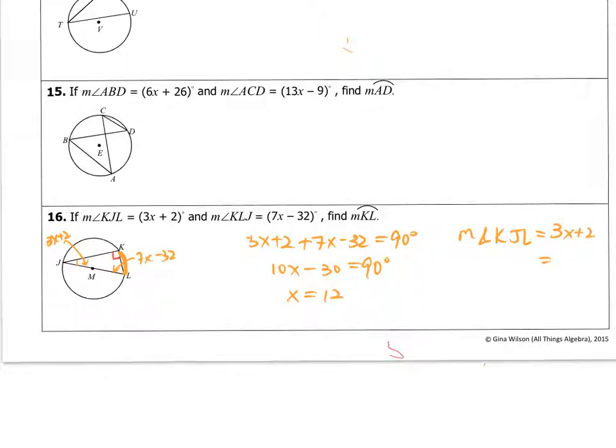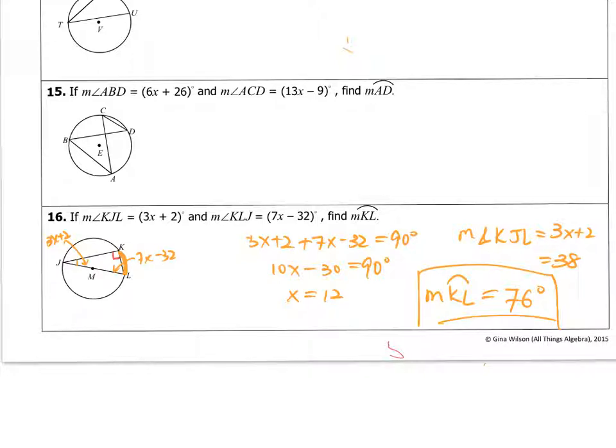3 times 12 plus 2, that gives me 36 plus 2, which is 38. And to find the measure for KL, you simply multiply that, and that should give you 76 degrees. Okay, so it's not hard, but it is a lot of steps.